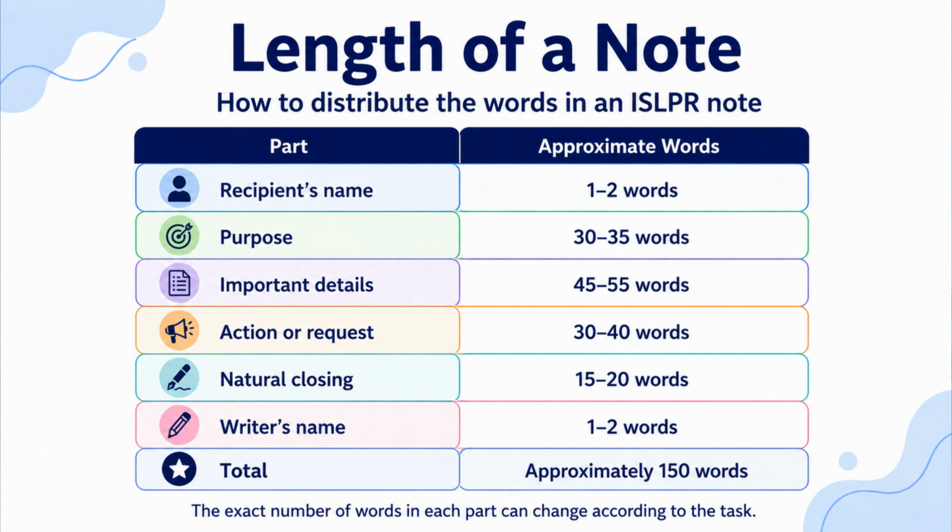A useful guide is simply this. For the recipient's name, you may use approximately 1 to 2 words. For the purpose, 30 to 35 words. For the important details, approximately 45 to 55 words. For the action or request, 30 to 40 words. For the natural closing, approximately 15 to 20 words. And for the writer's name, approximately 1 to 2 words. Altogether, the note should be approximately 150 words. The exact number of words in each part can change according to the task.